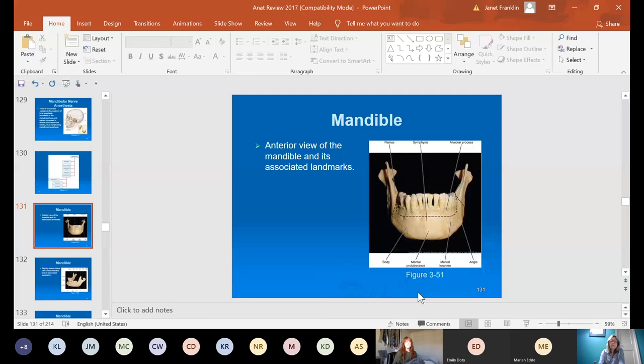So this is an anterior view of your mandible with some landmarks on it. You've got your mental protuberance, which is basically your chin that sticks out. You've got your mental foramen, which is located approximately at the apex of your mandibular second premolar. Your mental nerve passes through your mental foramen. And then you've got the angle of your mandible, which is this bend right here. You've got your ramus, which is this flat bone right here. The body of the mandible is this bottom part right here, this thick bone right here. And your alveolar process of the mandible is the bone that covers the roots of your mandibular teeth. So your alveolar process sits superior to your body of your mandible, which is down here.